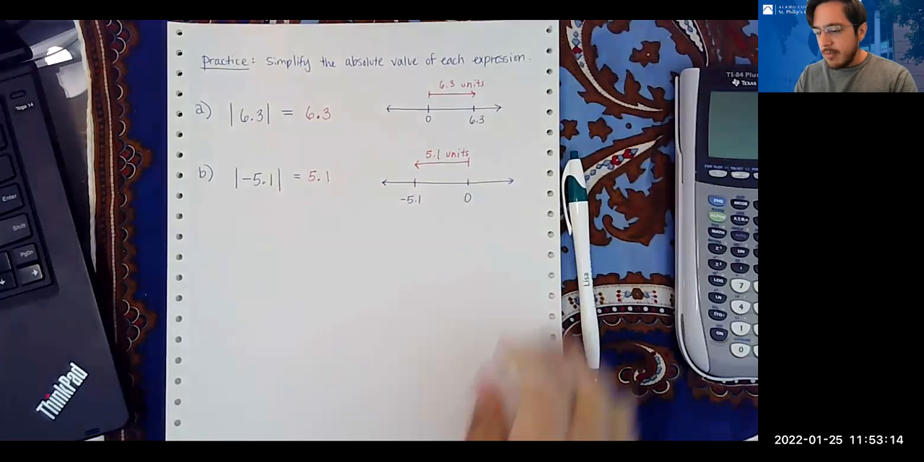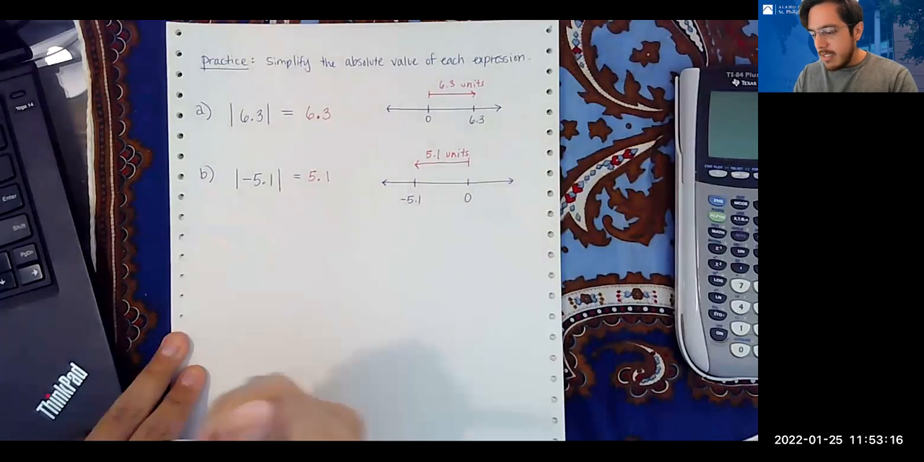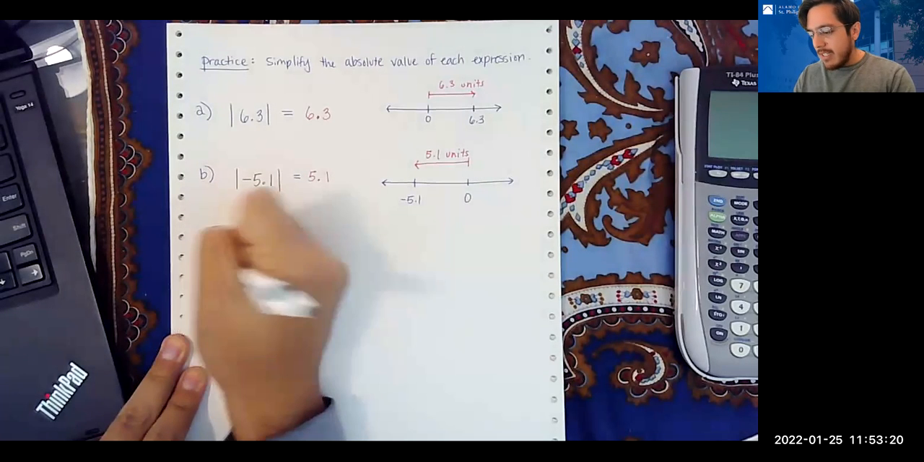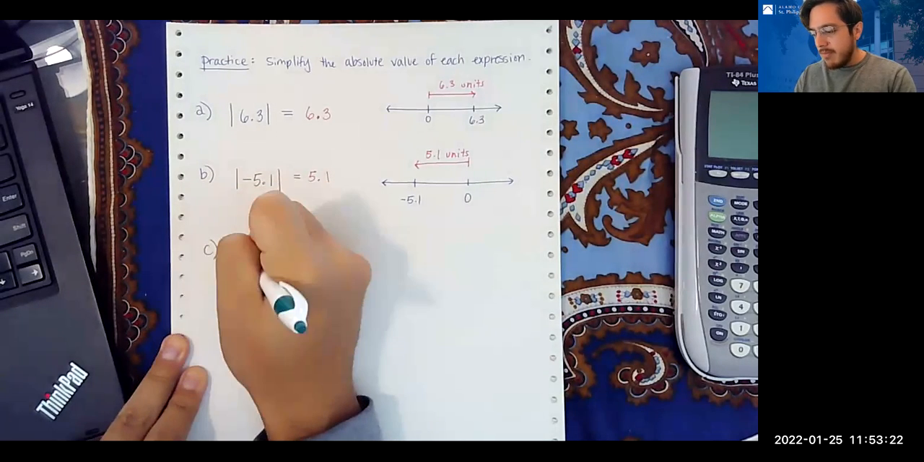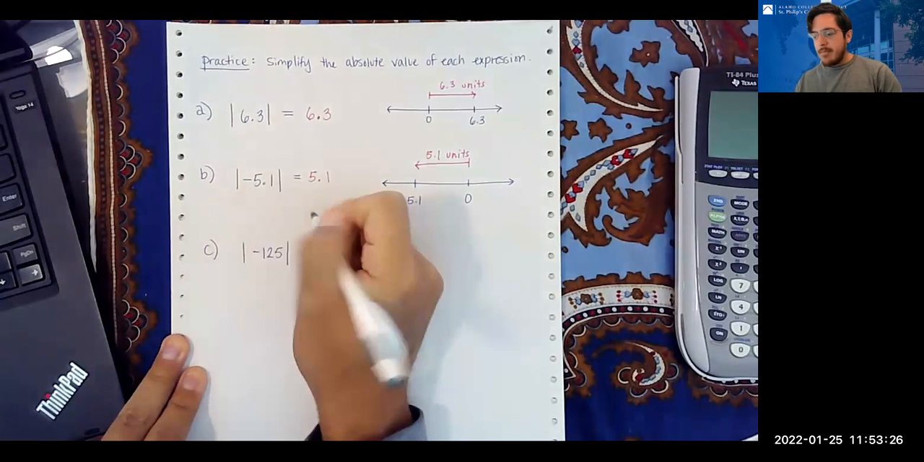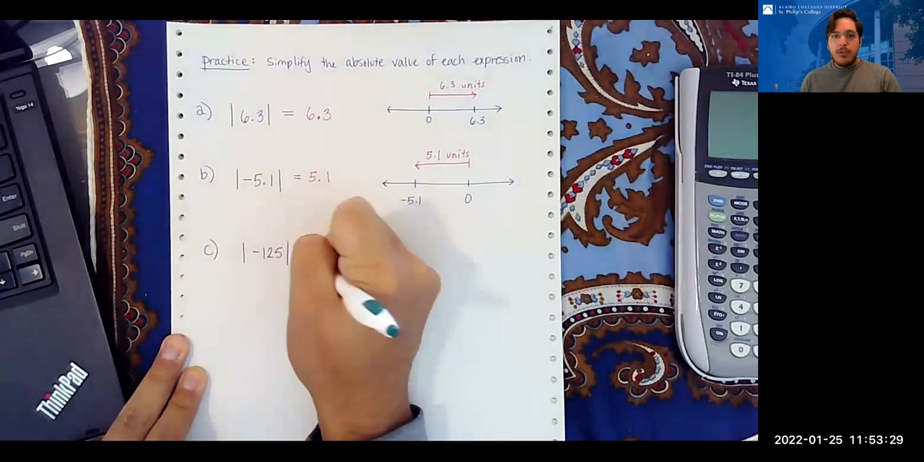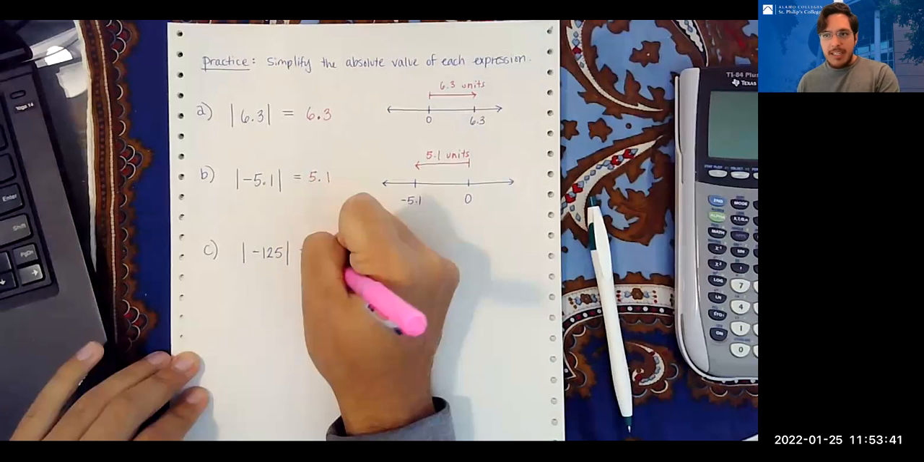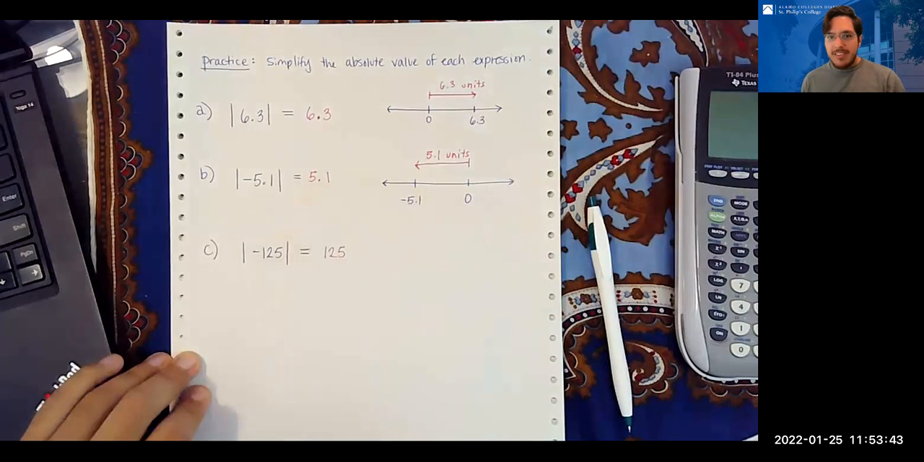Okay, let's do another one. C. What is the absolute value of negative 125? How many units would I have to walk away from 0 to get to 125? 125. Yeah, 125. Does this seem deceptively simple?